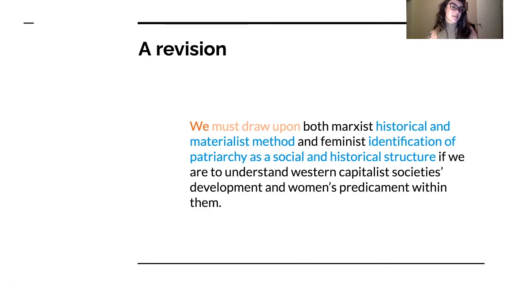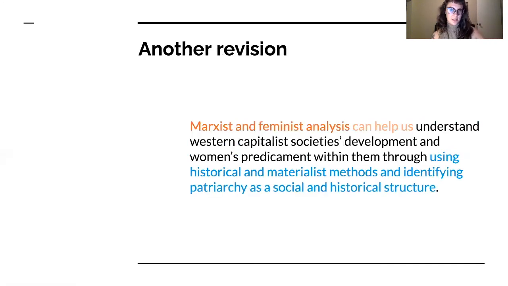Another way that you could revise this sentence, which puts a little bit more emphasis on the methodologies and what they can do for us, is making the subject of the sentence actually Marxist and feminist analysis. So here we have: Marxist and feminist analysis can help us understand Western capitalist society's development and women's predicament within them through using historical and materialist methods and identifying patriarchy as a social and historical structure. What this sentence does is it really highlights, again, the methodologies and what they can do for us. And then we put the explanatory information at the end of the sentence so that it's not hiding the things that the authors are really trying to communicate here.